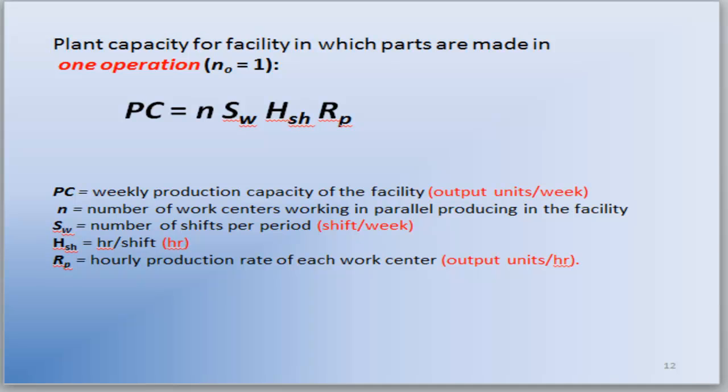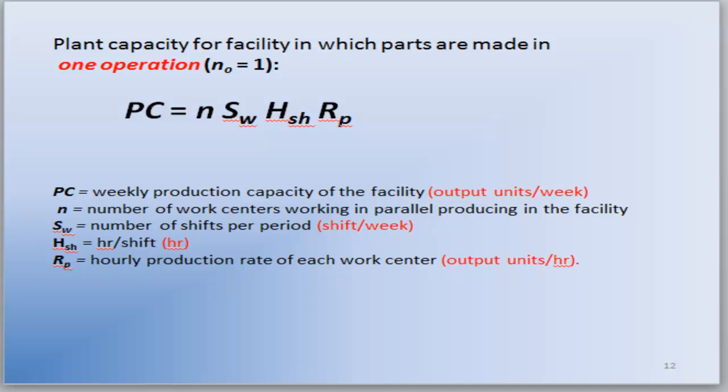Here N equals the number of work centers working in parallel in the production line. SW is the number of shifts per period. HSS is the number of hours per shift. RP is, as discussed earlier, the hourly production rate for each work center, so this is pieces per hour. This equation can be used for only one operation.